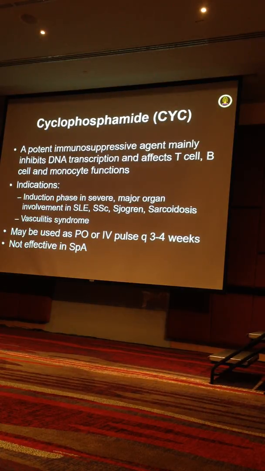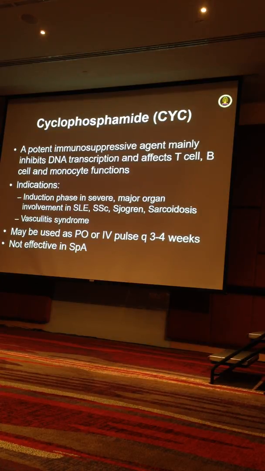For the older cytotoxic agents, cyclophosphamide is still the mainstay for treatment of refractory, severe, life-threatening organ involvement in rheumatic disease, especially the inflammatory eye diseases. It's a potent immunosuppressive agent that inhibits DNA transcription.